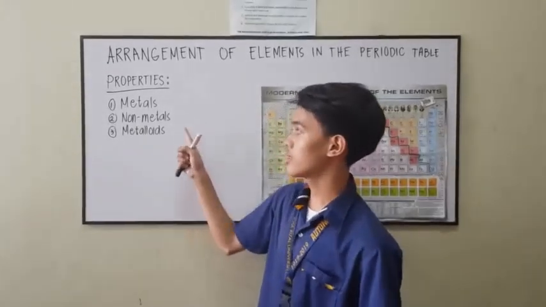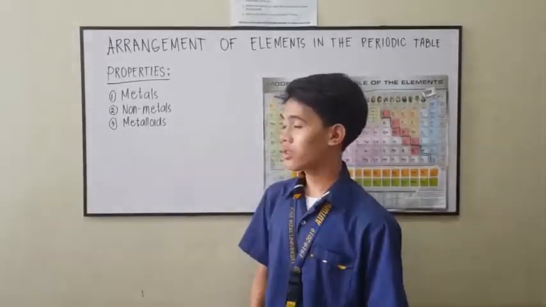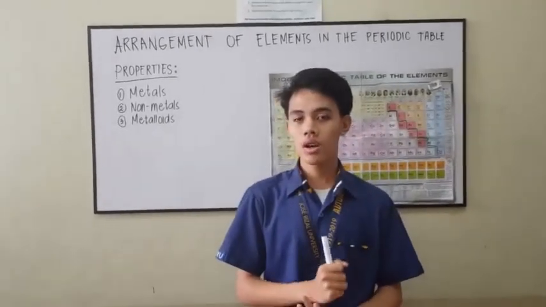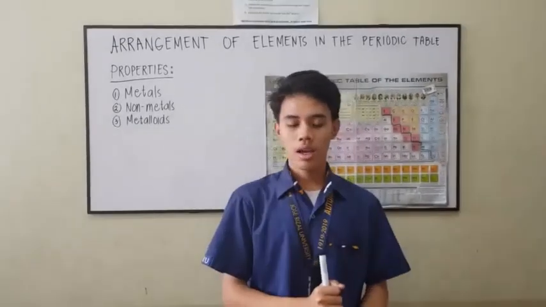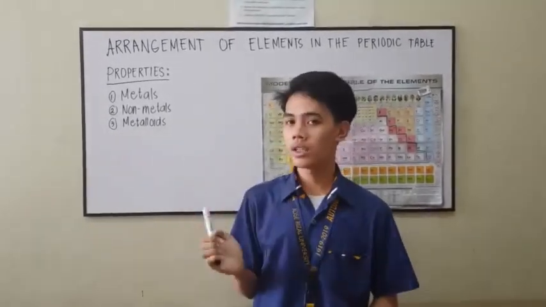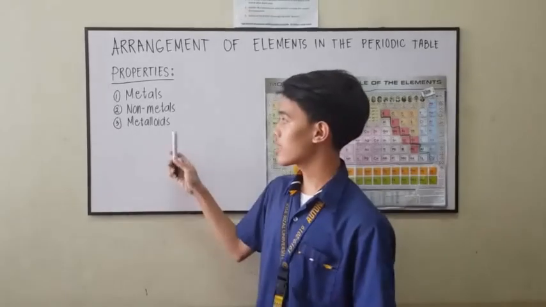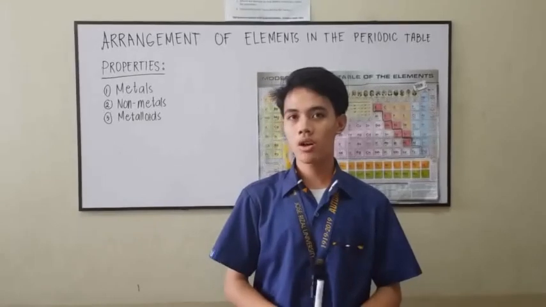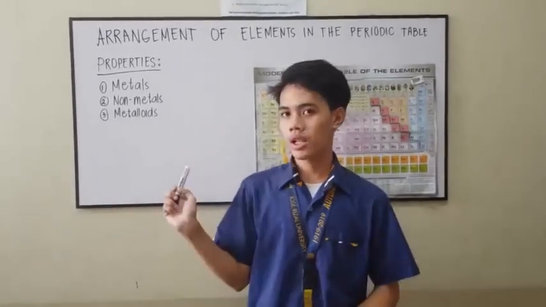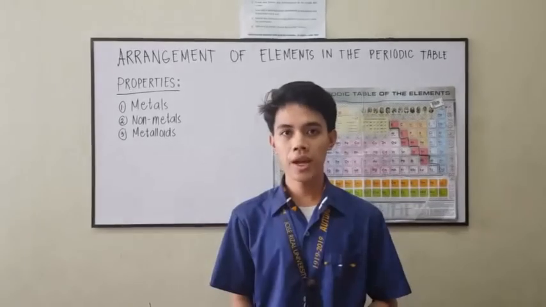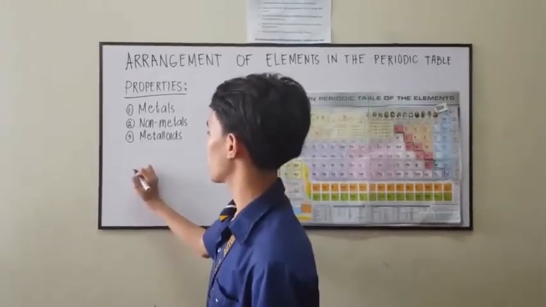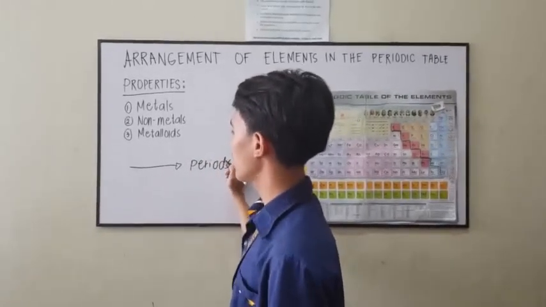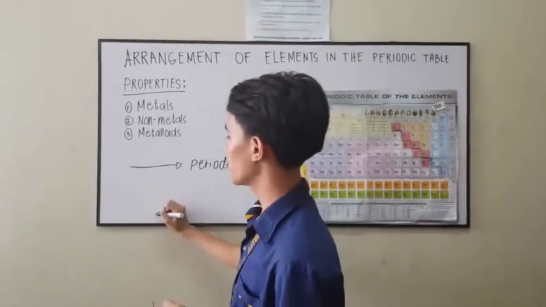Next are the non-metals. The characteristics of them are brittle, poor conductors of heat and electricity, and they can be solid, liquid, or gas. Last one is the metalloids. They have the properties of both metals and non-metals. You can classify periods if it is from left to right, and you can classify groups if it is from top to bottom.